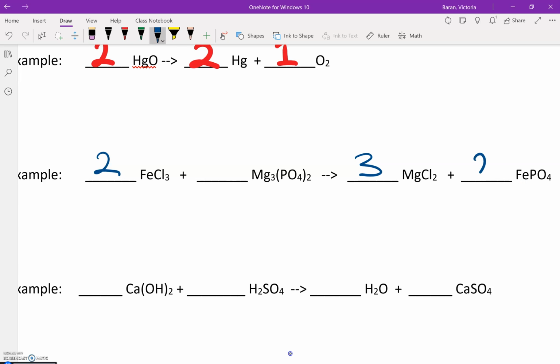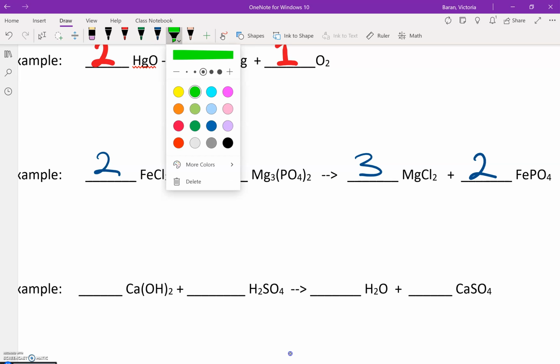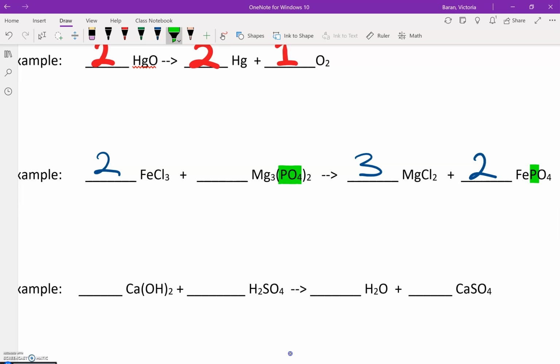So to get them to be the same, I'm going to put a 2 in the front here. Now this actually works out. When it comes to your polyatomic ions, which I'm going to highlight, treat those, so here's one and here's one.